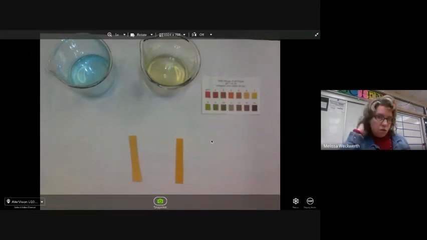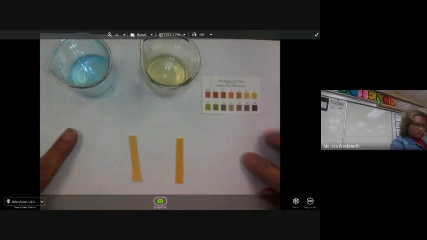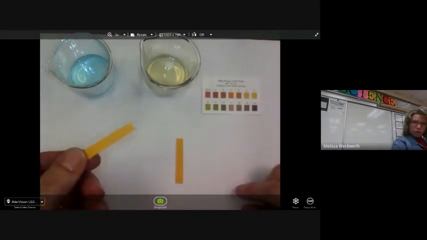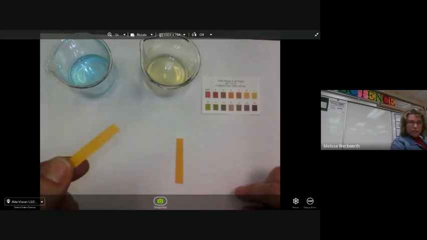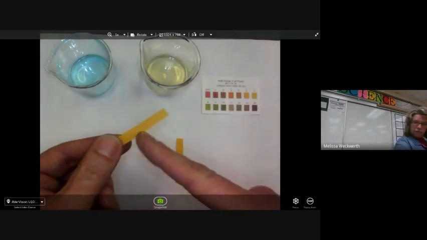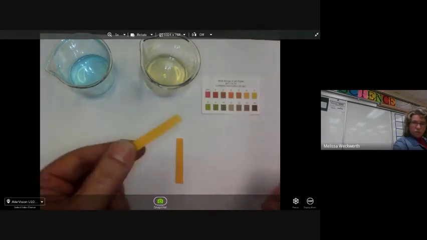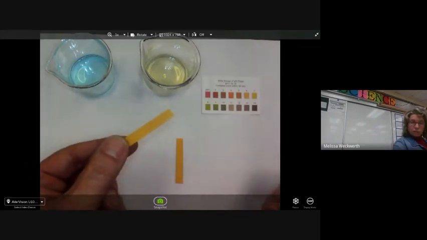All right, so this is what we have laid out today. So this is what you were sent home with, okay? So you should have 2 pieces of this pH paper, okay? Then you were asked to go ahead and cut yours in half so that you can use 1 piece of paper to test 2 different substances, okay?